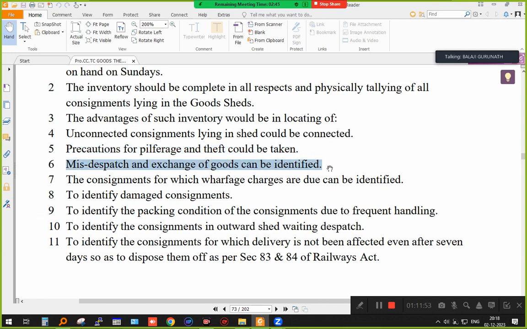Misdispatch and exchange of goods can be identified. Consignments for which wharfage charge is due can be identified. Damaged consignments too, because you are physically checking the packages, right? You are turning them this way and that. You will know, arey bhai, what has broken, urgently send a message, call the RPF, do this, do that. So we can minimize the chance for claims.